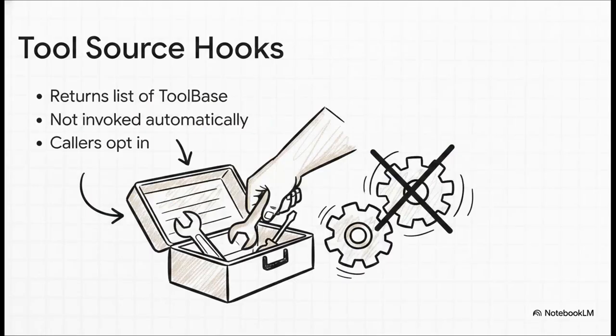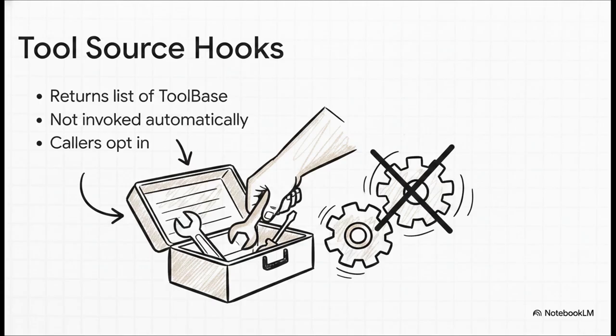Now, the third type is a bit of an outlier, but it's highly useful, the tool source hook, specifically list_tools. It's important to note this is an optional convenience interface. It essentially allows a middleware to advertise its own tools by returning a list of tool-based objects. But unlike onion or transformer hooks, it is not invoked automatically on the runtime path. The agent initialization doesn't just call this for you.